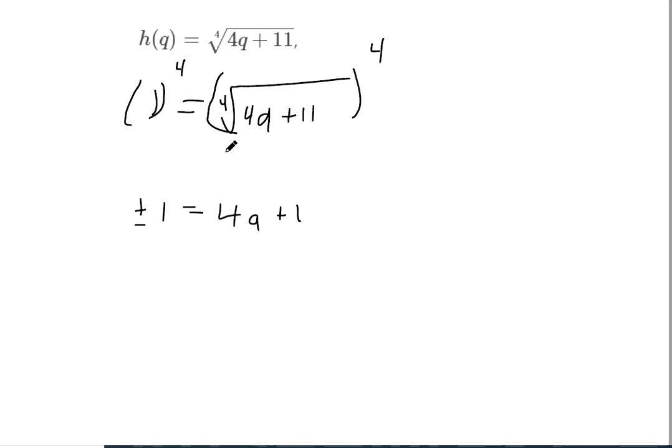Actually, sorry, that doesn't matter. That usually matters, but it doesn't matter in this case because q is going to be inside a fourth root, so q has to be a positive number. So I made it more complicated than it needed to be.